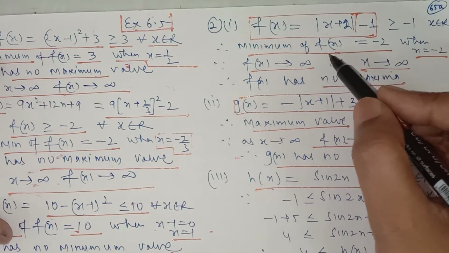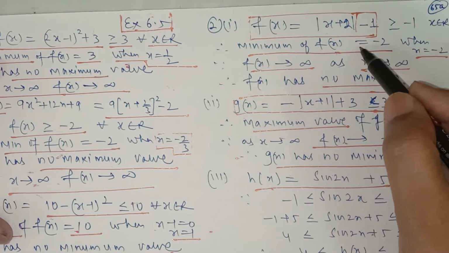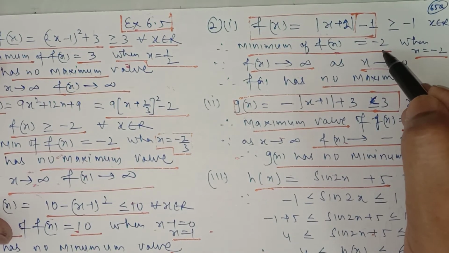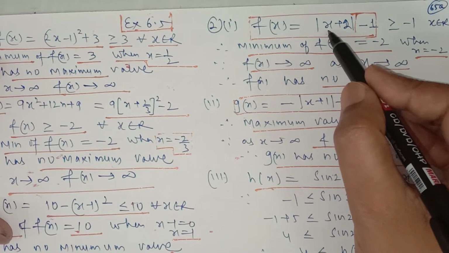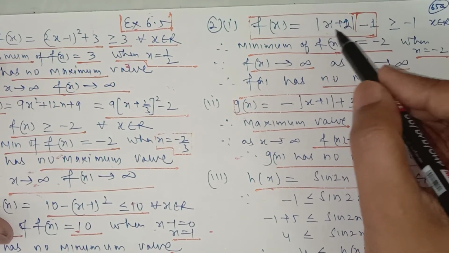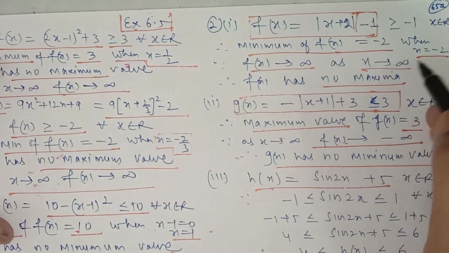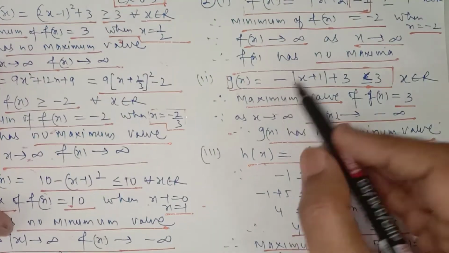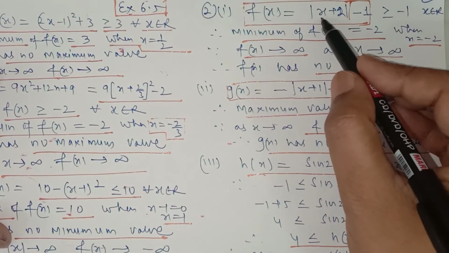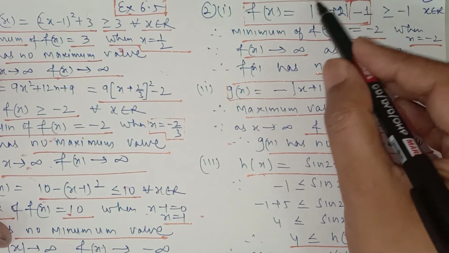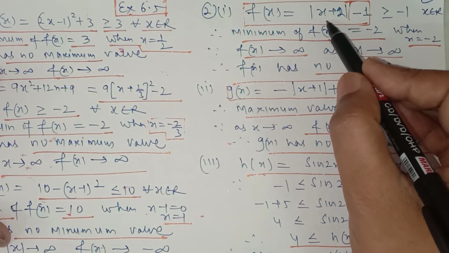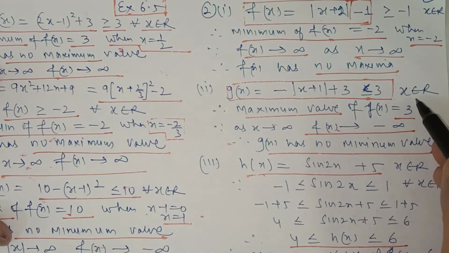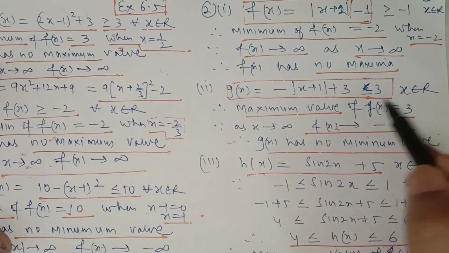So it will have minima at x is equal to minus 2. When x is equal to minus 2, the value of this function will be 0 minus 1. So its minimum value will be minus 1 when x is equal to minus 2. Now as the value of x goes on increasing, the value of this function goes on increasing. That is, as x goes to infinity, the value of this function goes to infinity. So this function has no maxima.